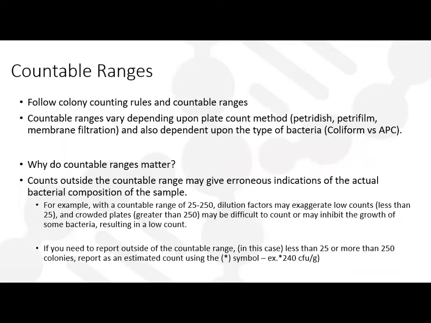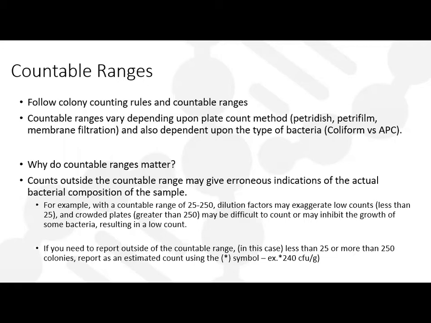Okay, so for countable ranges, they're going to vary depending upon your plate count method. Countable ranges for a Petri dish versus a Petri film versus something like a membrane filtration are all going to be different based on your plate count method. It's also dependent upon the type and size of bacteria you're looking for. So it's going to be different for a coliform versus an APC count.